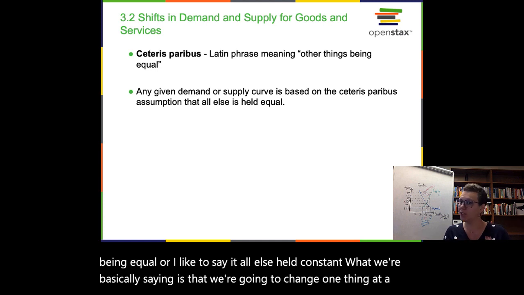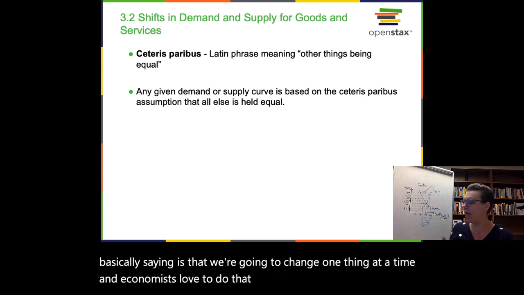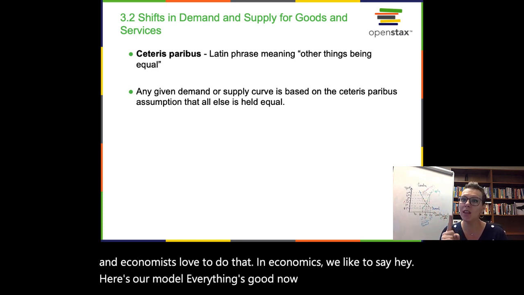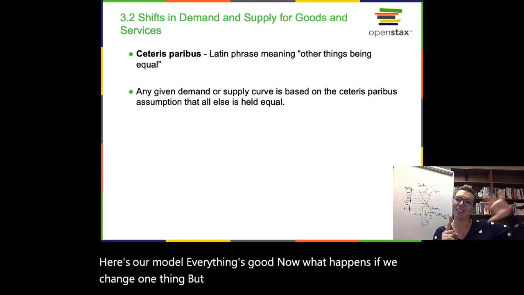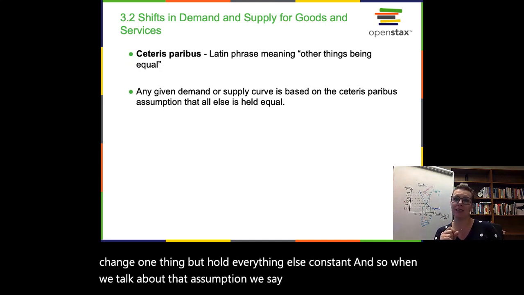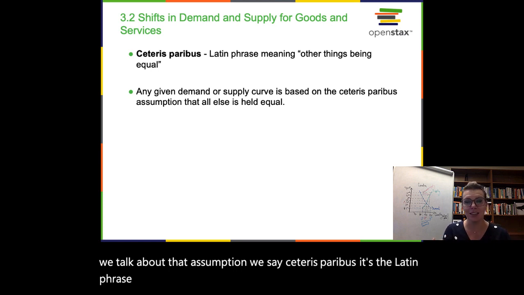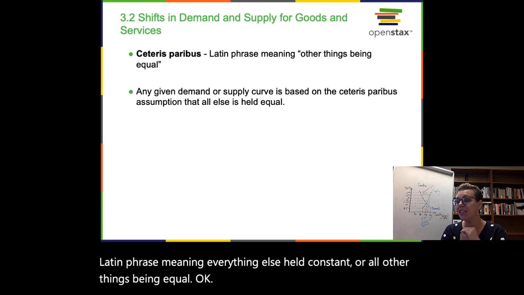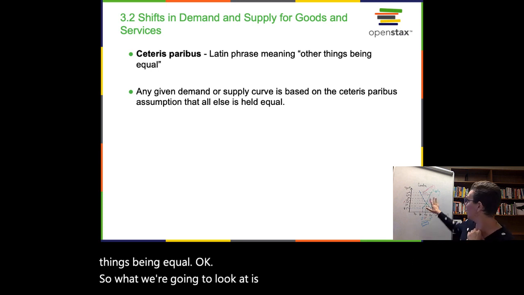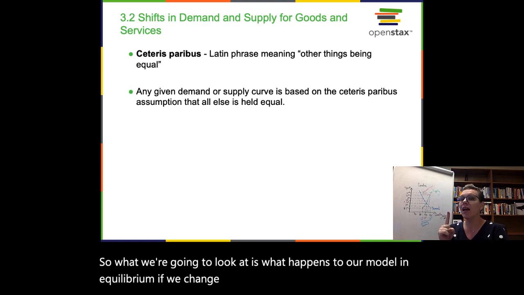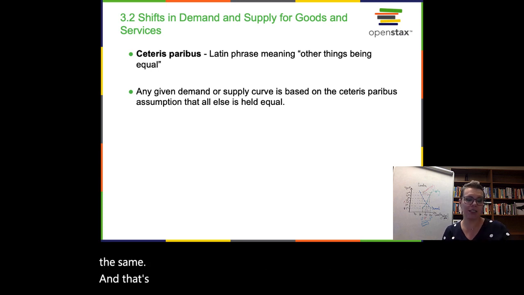And economists love to do that. In economics, we like to say, hey, here's our model, everything's good. Now what happens if we change one thing but hold everything else constant? And so when we talk about that assumption, we say ceteris paribus. It's the Latin phrase meaning everything else held constant or all other things being equal. Okay? So what we're going to look at is what happens to our model in equilibrium if we change one thing and have everything else stay the same. And that's what we use ceteris paribus to talk about.